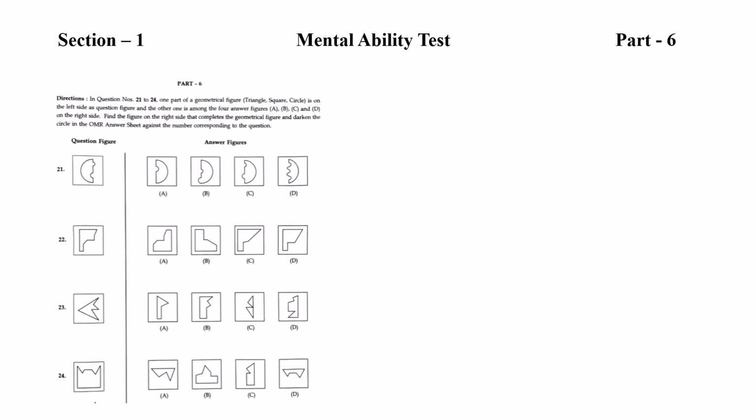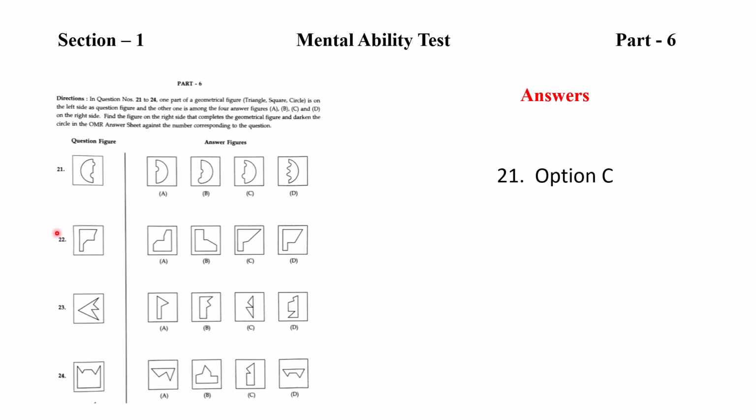Now coming to part 6, in this there is a question figure given. We need to find one option among these four options which would complete this figure to some geometrical figure. Here we can see that if we choose option C, this would fit in this figure completely, and which would create a circle here. Therefore, option C would be the right answer for question number 21.